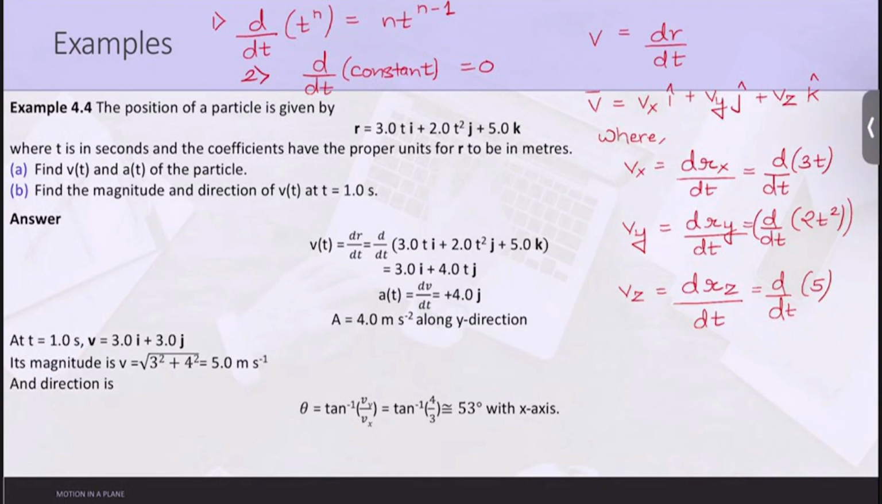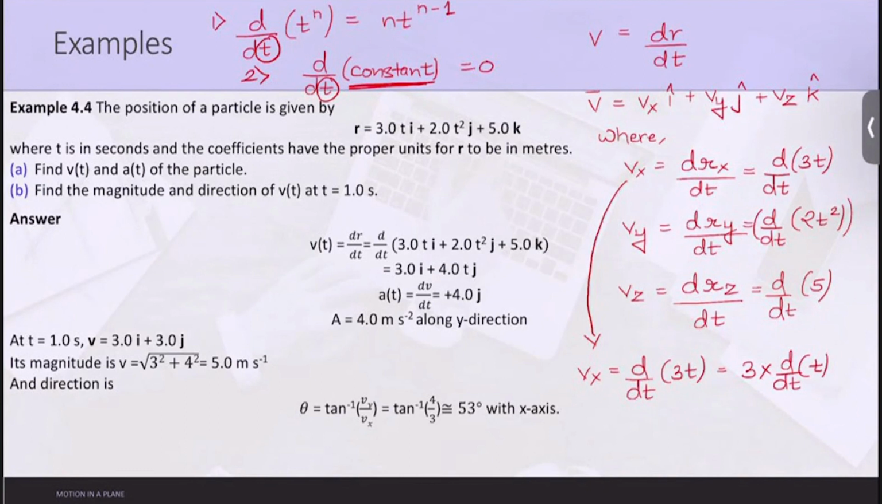So therefore, for this example here, Vx is nothing but equal to d by dt of 3t, correct? Which can be said as 3 is a constant, we can put it out. Please remember, if only constant is involved, then it's 0. But if a constant is being multiplied by a factor or a variable which is same as that of denominator, then we can put the constant outside and just follow the derivative or the differentiation for the variable which is involved. Okay, so this can be said as 3 multiplied by d by dt of t.